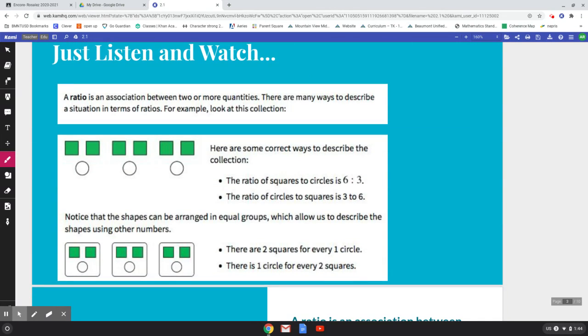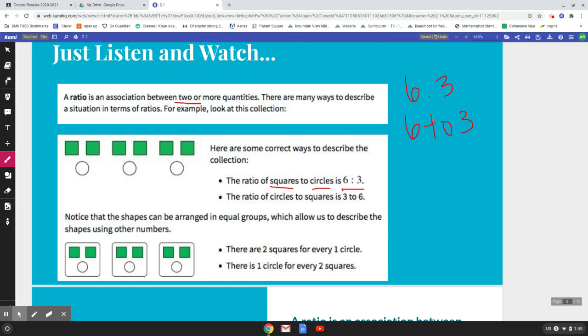A ratio is an association between two or more quantities. So it involves two things. There are many ways to describe a situation in terms of ratios. For example, we look at this collection. So it says, here are some correct ways to describe the collection. So the first one says the ratio of squares to circles is 6:3. Now this 6:3, that is one way that we represent a ratio. Another way that we represent a ratio is 6:3. And those are the ways that you'll be seeing today.